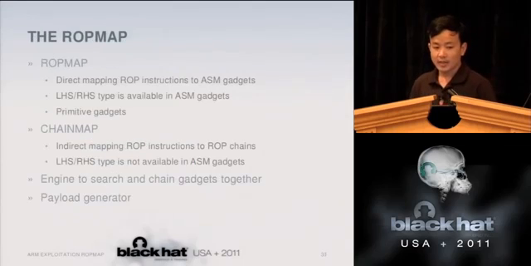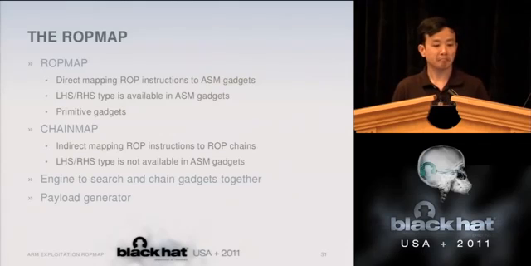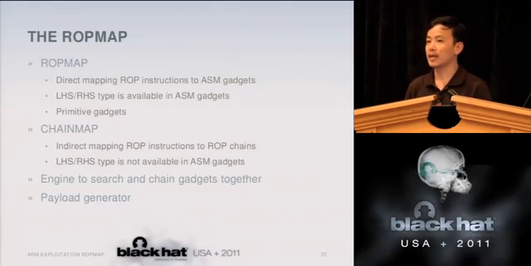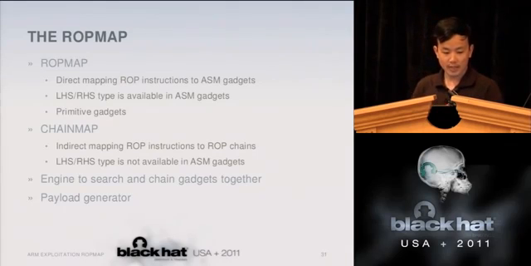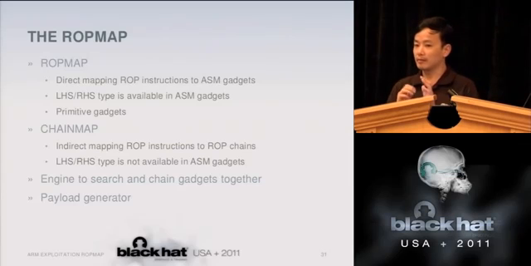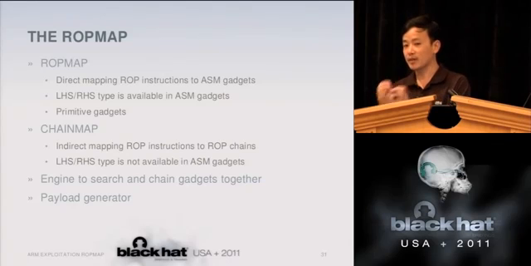So our implementation, what we call ROPMAP. Here we define ROPMAP as just a direct mapping from a ROP instruction to assembly gadgets, for example from one ROP instruction to one or more assembly gadgets. What we map to are just primitive gadgets, what we call simple and short gadgets, most available in every binary. Another map we define here is called the chain map. In case there is no direct mapping from a ROP instruction to an assembly gadget, we will map it to another chain of ROP instructions. We'll show it later.